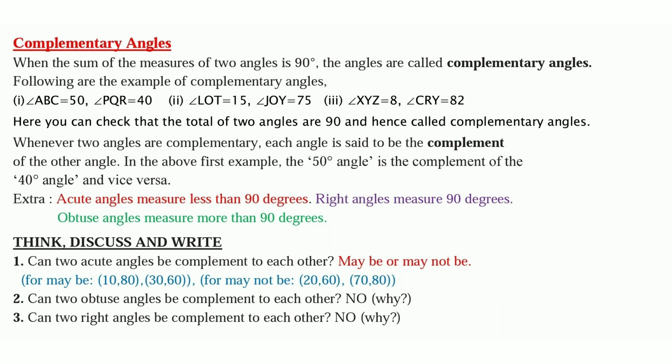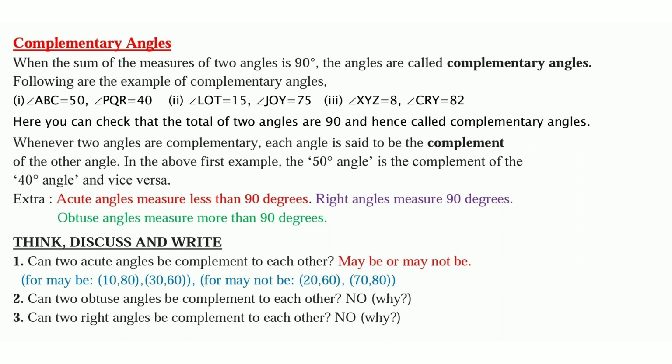Third one, angle XYZ is equal to 8 and angle CRY is equal to 82. 8 plus 82 is equal to 90. So again it's a complementary angle. Here you can check that the total of two angles is 90 and hence called complementary angles. Whenever two angles are complementary, each angle is said to be the complement of the other angle. In the above first example, the 50 angle is the complement of the 40 angle and vice versa.